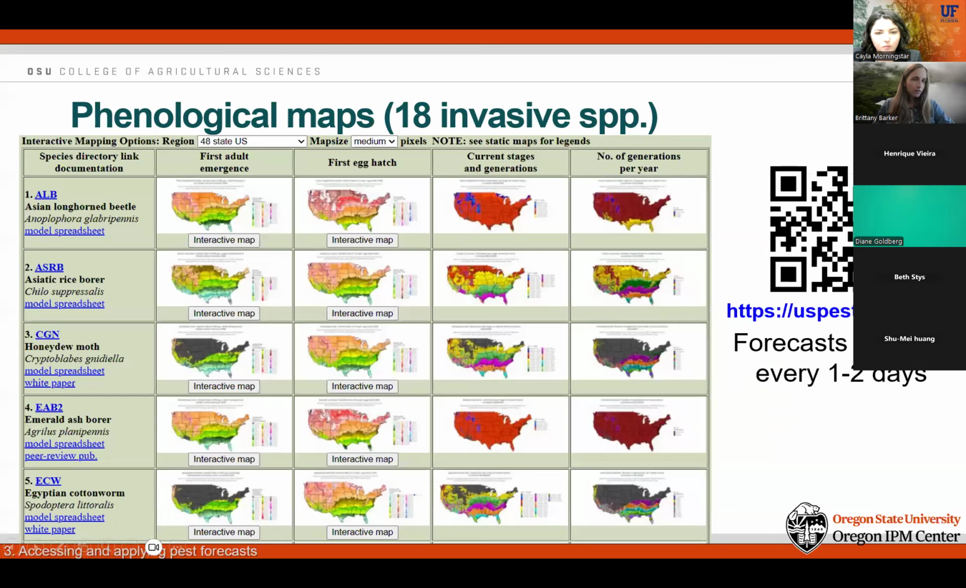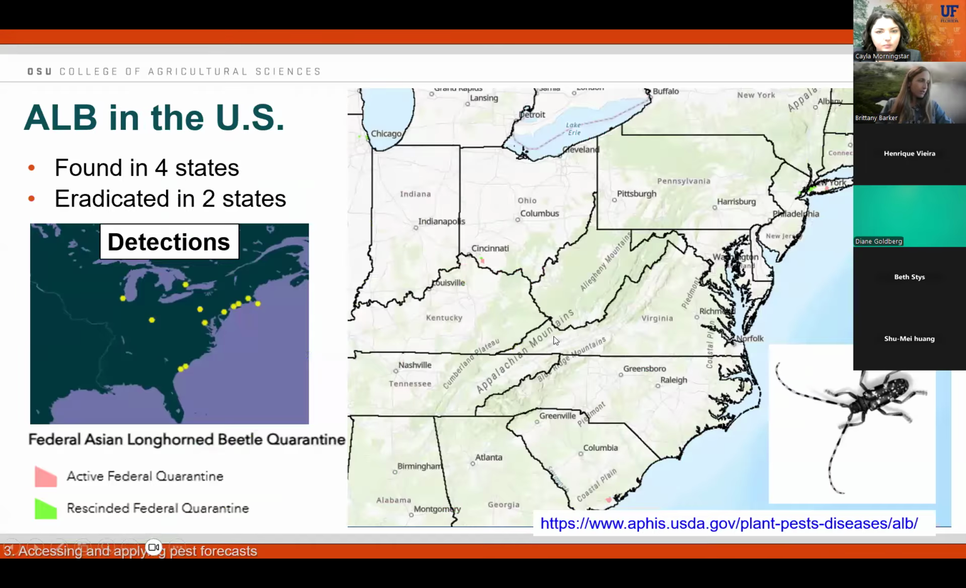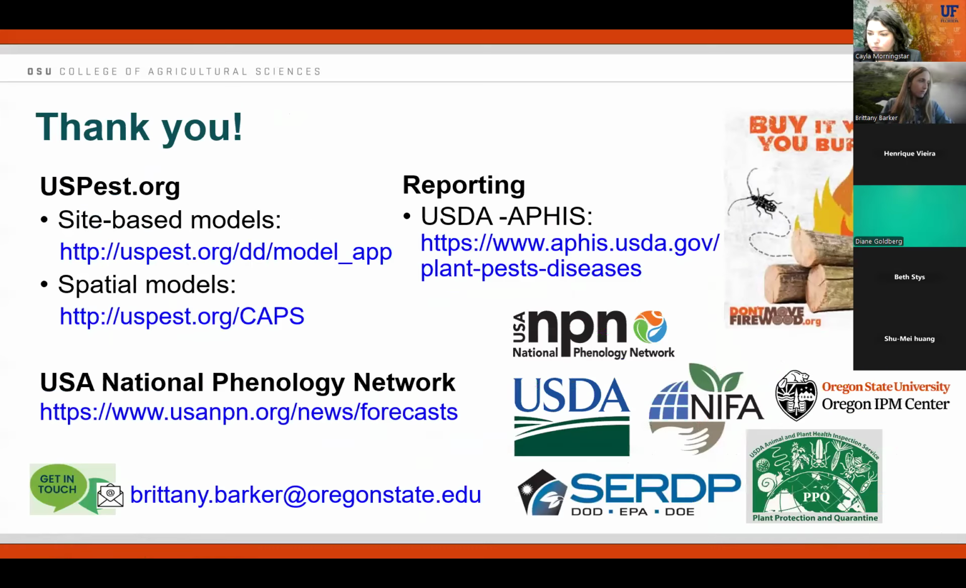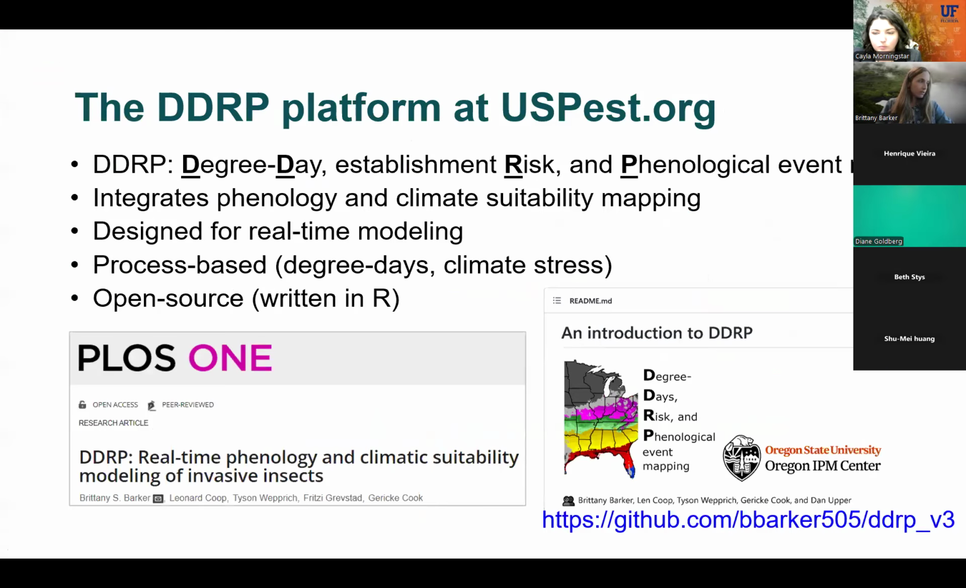If you go to the spatial phenology model website at uspest.org, you'll notice on those maps... I can also just share my screen again really quick and show you. Okay, so here, are you seeing the website? Yes. Okay. I'm going to scroll over to the end of my presentation to some slides.